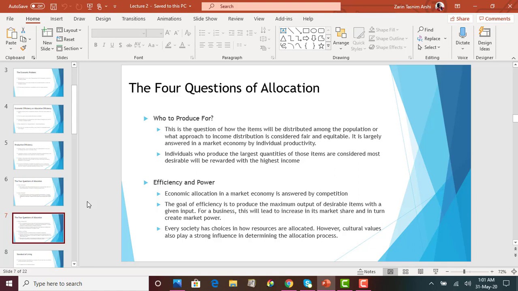Okay, and finally the final question is efficiency and power. Basically this asks, is there competition in the market or not? Are there many producers producing? If there is a lot of competition, that is good.